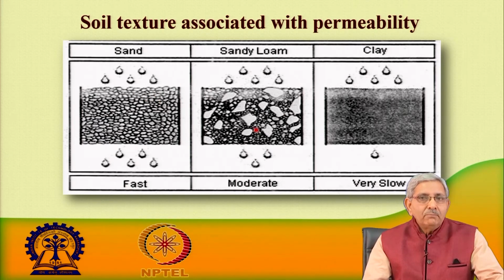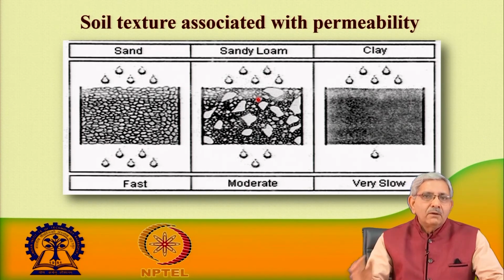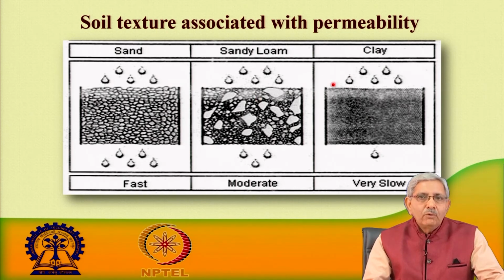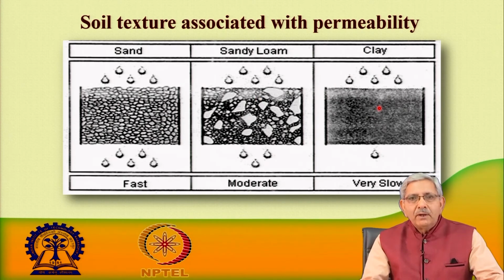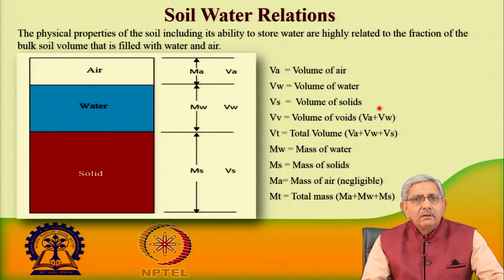In sandy loam soil, particle sizes are small and drainage of water from the soil column is moderate. It will be lesser than in the sandy soil. When it is a clay soil, the particle sizes are small, the pore sizes are also small, which means it consists of fine pores. So, the movement of water is very slow.